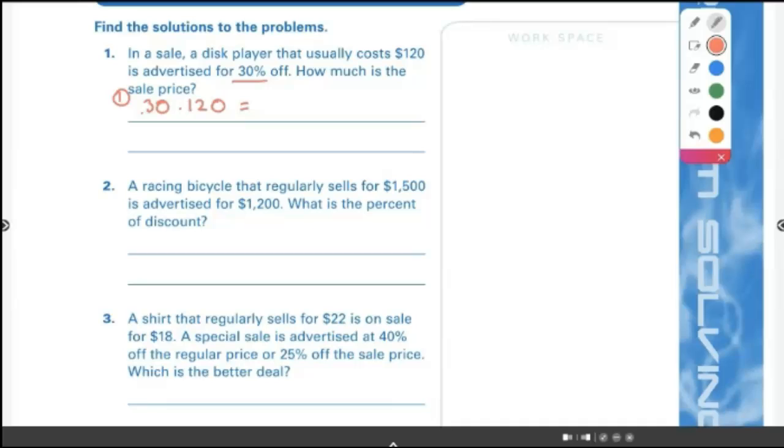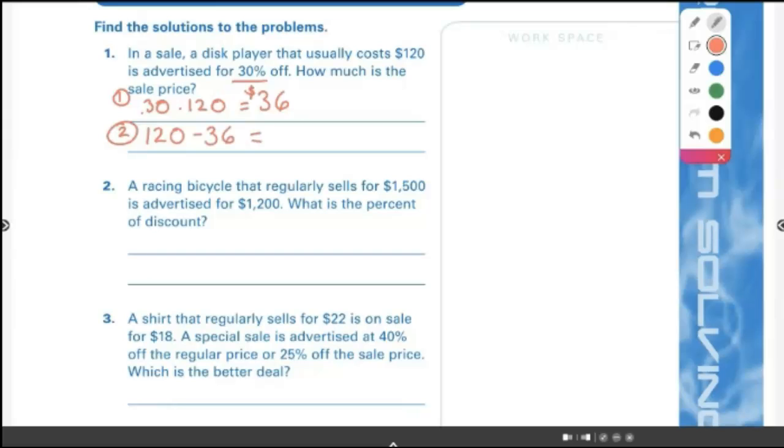So 36. Okay, 0.30 times 120 equals 36. All right, that is the discount. That's how much less we pay. How do I figure out how much we pay if this is the discount? Minus, exactly. So the second step is, okay, you're on fire. 120 minus 36, because that's our discount.